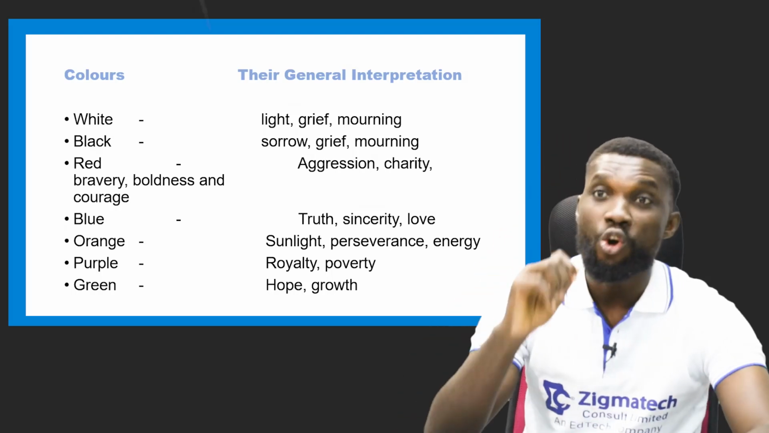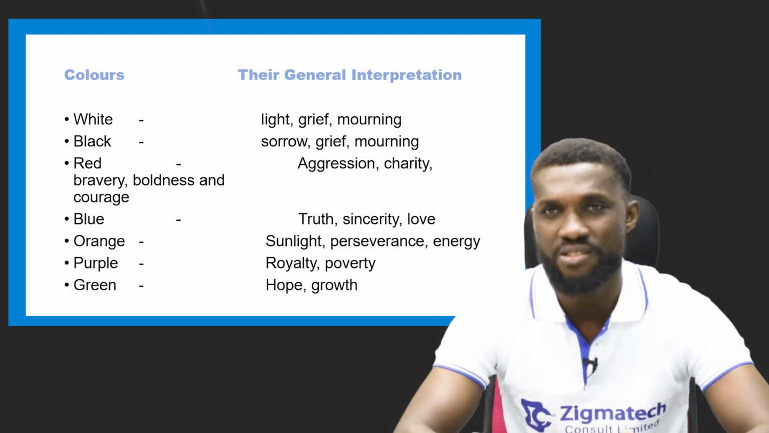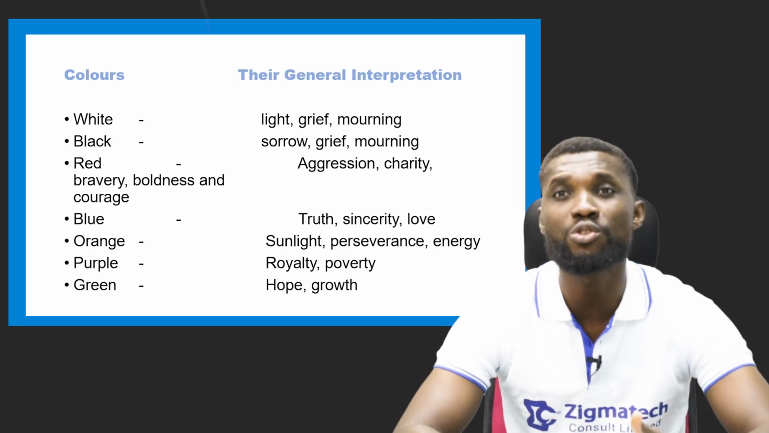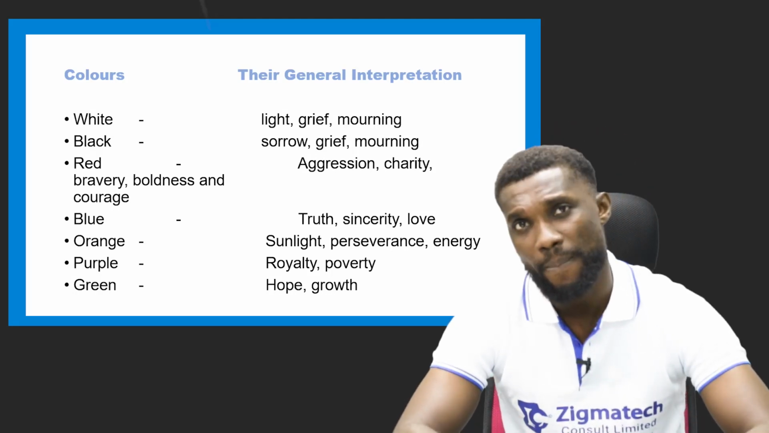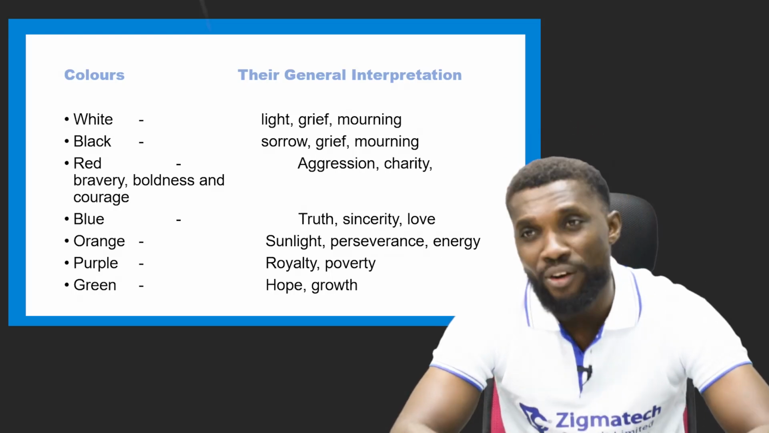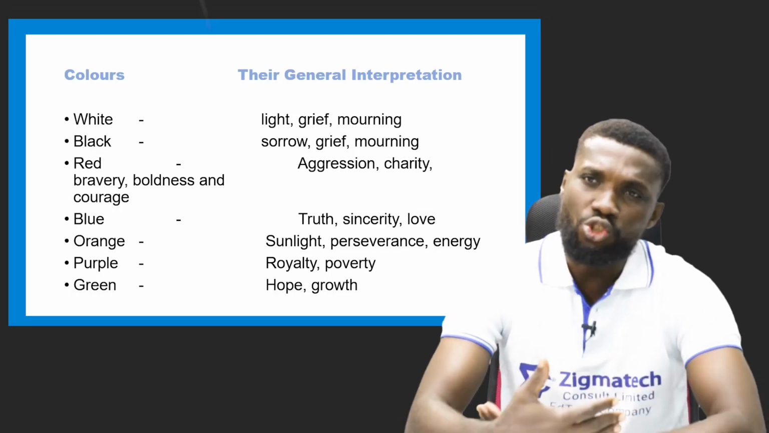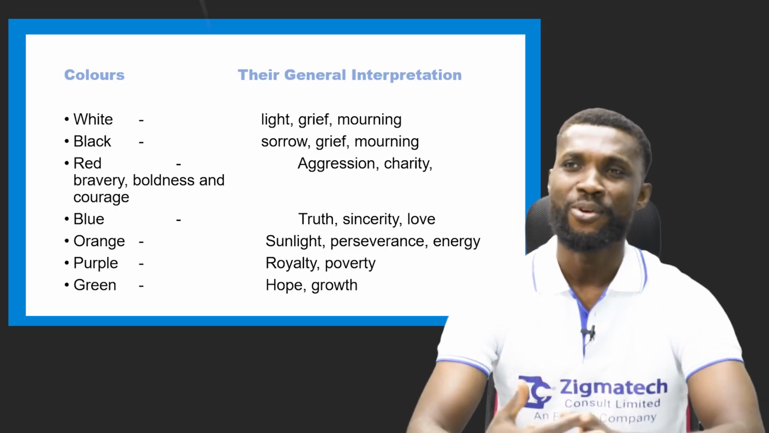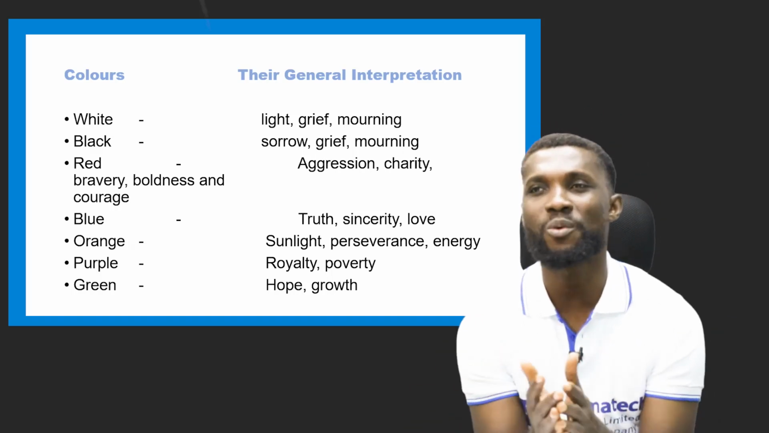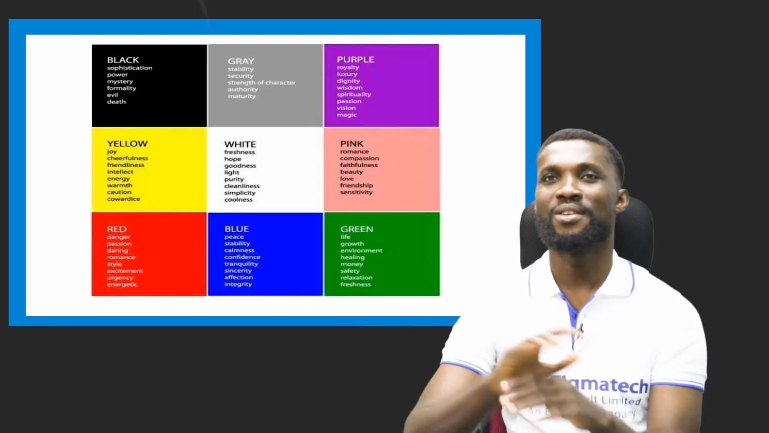Now, what about orange? Orange is sunlight. Orange is perseverance. Orange is energy. Talking about purple. Purple is royalty. And purple also signifies poverty. You break it down to green. Green signifies what? Hope. It represents growth. It represents nature and nurture. You understand? So it talks about nature and nurture. So that's exactly what green stands for. So let's look at other colors and then see.